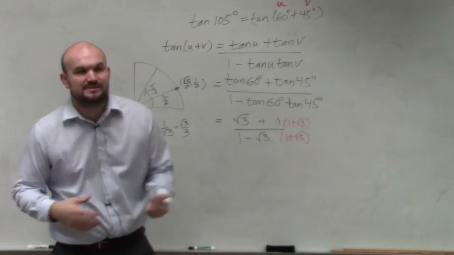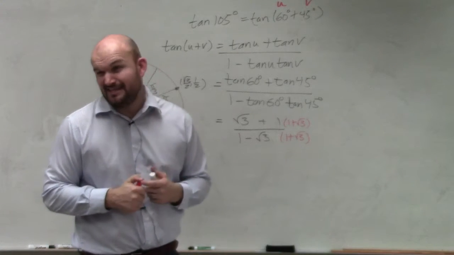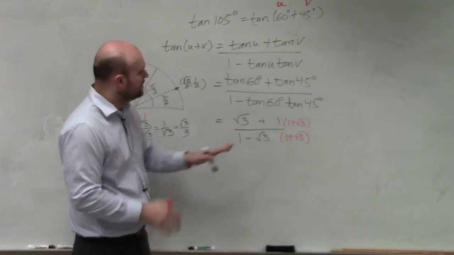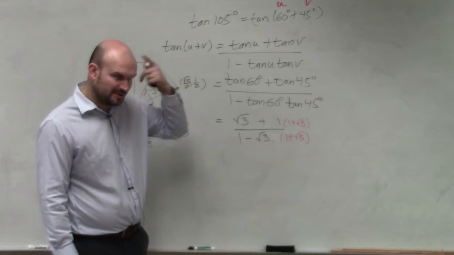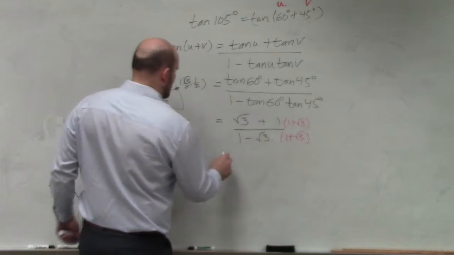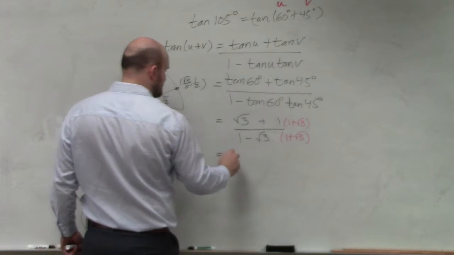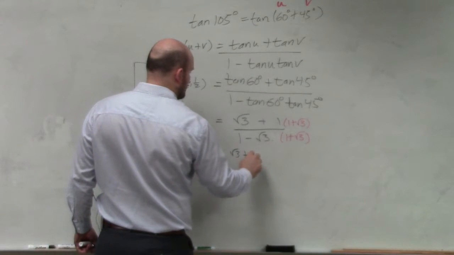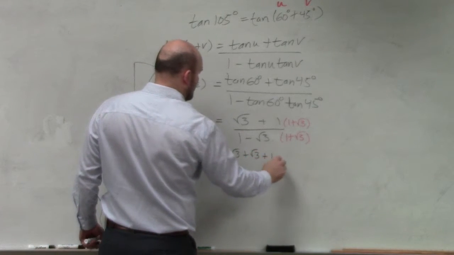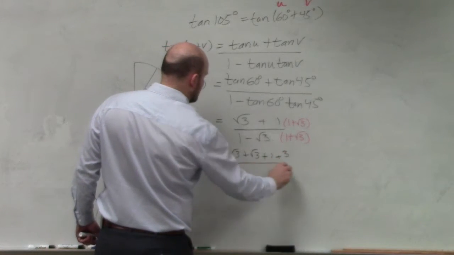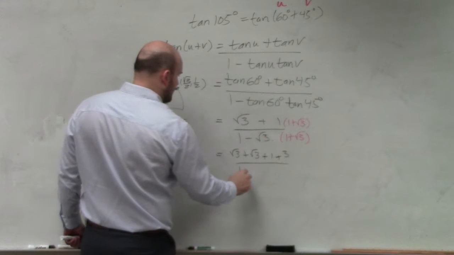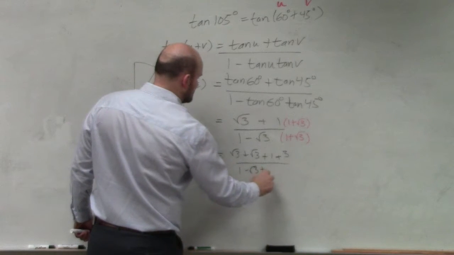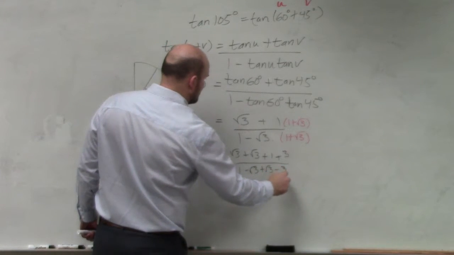Again, guys, for time purposes, if you need me to work this out for you, at the end of class I'll have some extra time I can show you. But again, guys, I'm just using FOIL, right? First, outer, inner, last. But I am going to do this stuff in my head. So I will simplify this top one to give me square root of 3 plus the square root of 3 plus 1 plus 3. And then over here, I end up with 1 times 1 is 1. Let's do minus square root of 3 plus the square root of 3, and then minus 3.